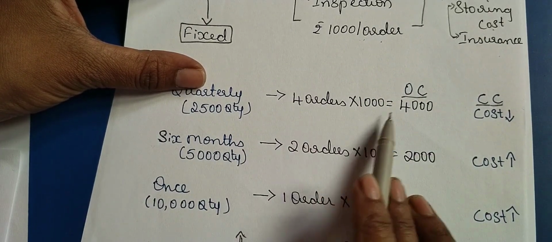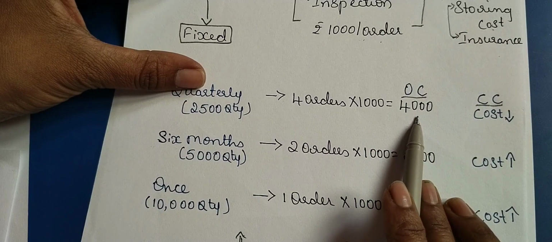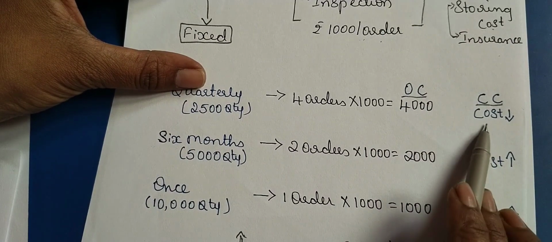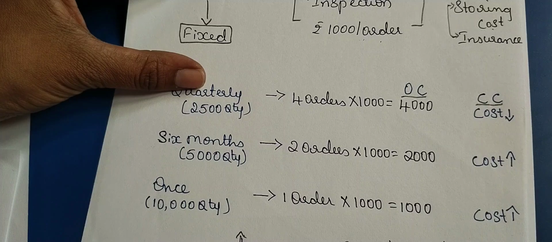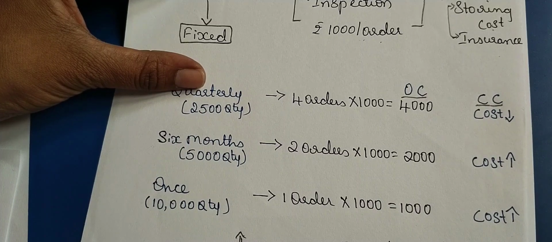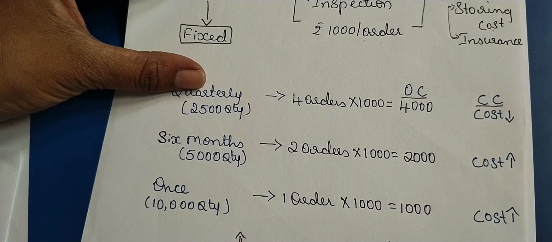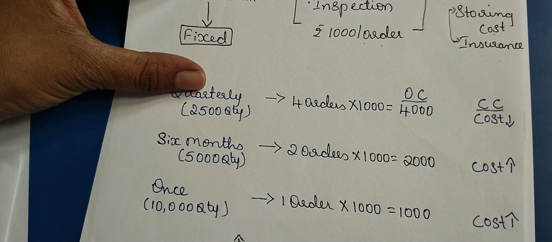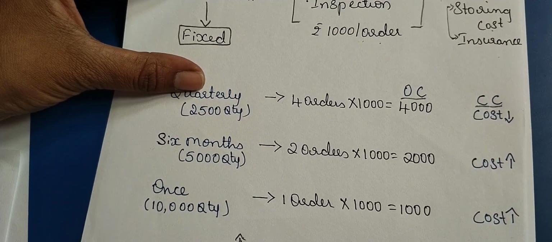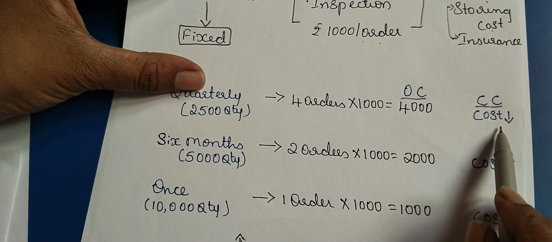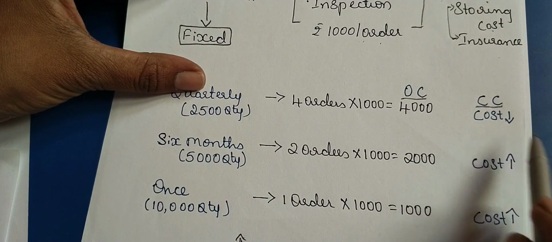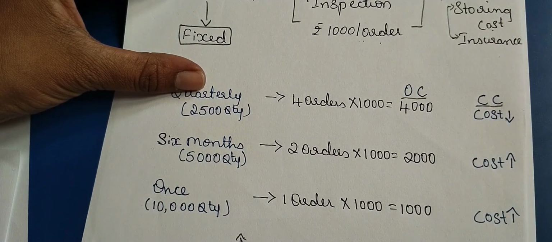So 4 into 1000, your ordering cost is 4000. The carrying cost, the room you have allotted, you are paying rent, that will be fixed. Per month the storage room rent is 10,000, or 3,000, if they fixed it, that will be the same amount they are going to charge every month.